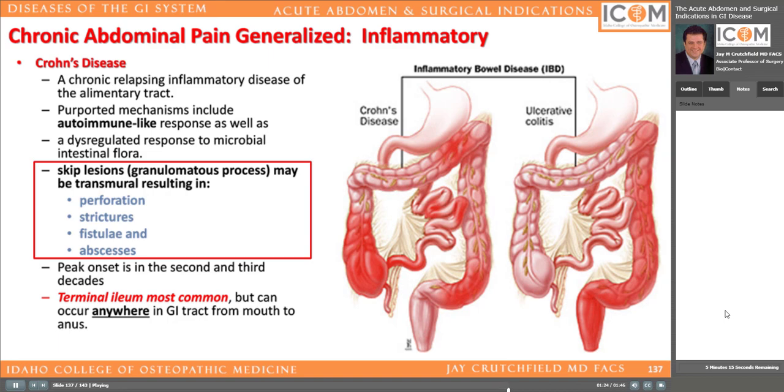Complications such as strictures, fistula, abscesses, and perforation are noted in both of these, although much more commonly in Crohn's disease will we see a perforation, stricture, and a fistula. The peak onset of Crohn's disease is usually in the 20s and 30s, and the terminal ileum is the most common initial presentation, but it can occur anywhere.